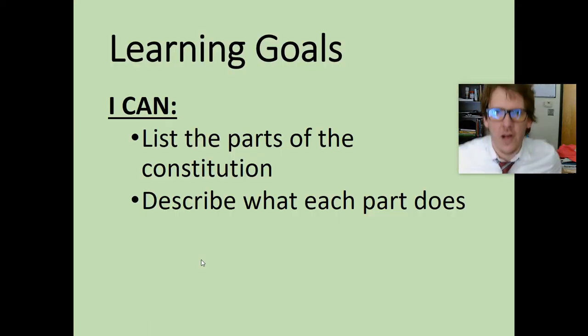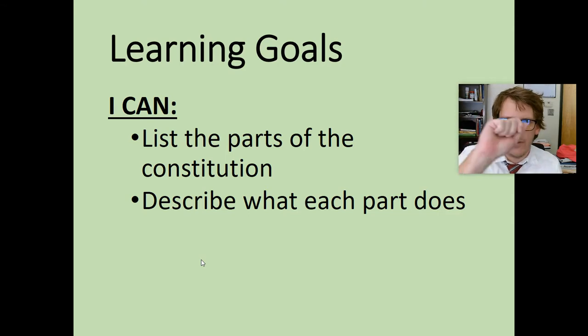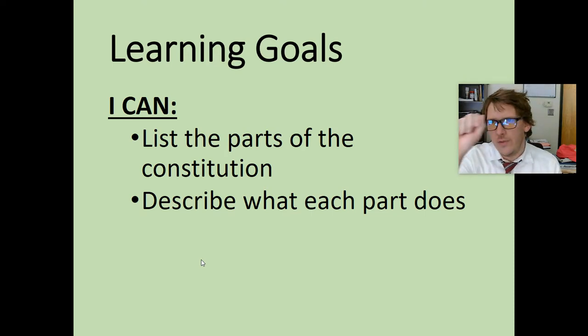List the parts of the Constitution. List means I can write down that's the part, that part, and that part. And then try to describe what each part does. So you've written down the three parts, and then you say, well, that part does this, and this part kind of talks about this, and then this part kind of talks about this. Those are your learning goals for this video.